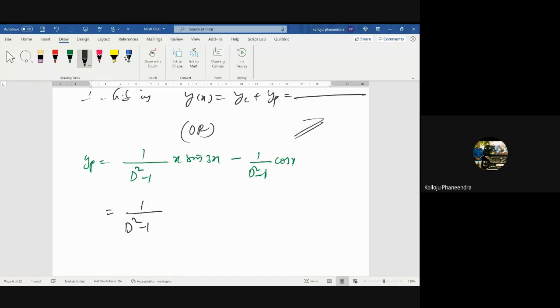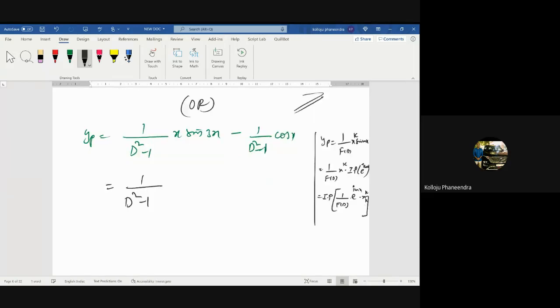I told you one procedure also. What is that procedure? 1 by f of d into x power k into sin mx, model. What I have written, 1 by f of d into x power k sin mx, can be written as the imaginary part of e power imx. Then this total is the imaginary part of 1 by f of d into e power imx into x power k, model. So let me apply that.